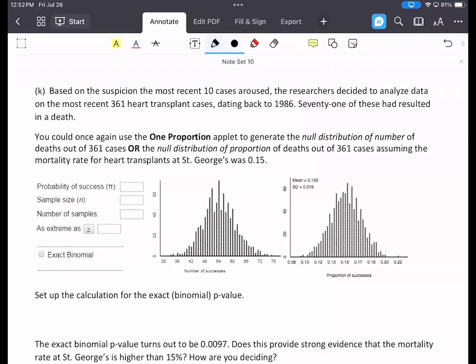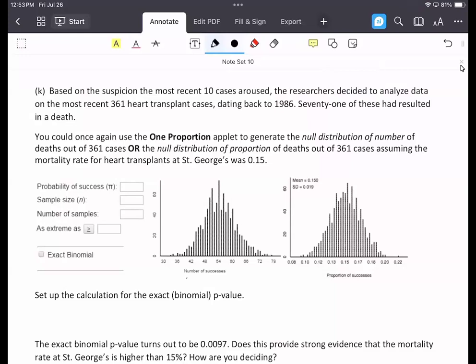So based on what they found with the 10 cases, they went back and looked at 361 cases of heart transplant cases dating back to 1986. 71 of these resulted in death. So once again, here's some printout from the one proportion applet to generate the null distribution of number of deaths.